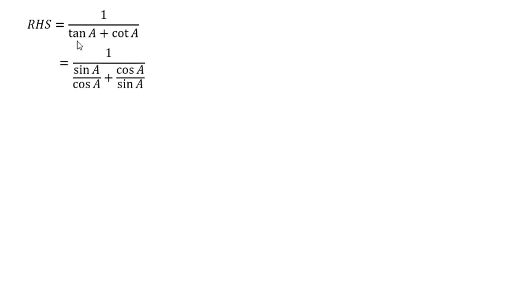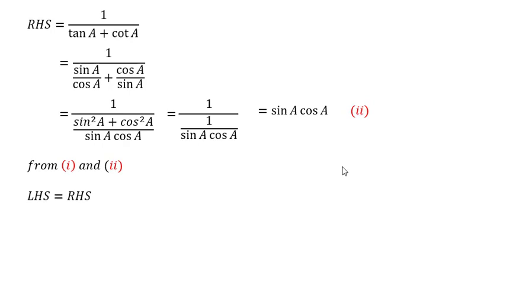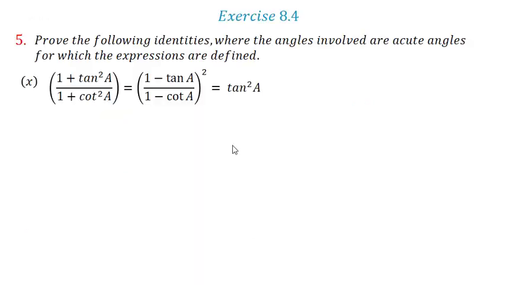Now let us simplify the right hand side. Right hand side is 1 upon tan A plus cot A. So this tan and cot I will convert into sin and cos. I will cross multiply, and after that I will get 1 upon sin A cos A, which is sin A into cos A, right? So your left hand side and right hand side both are giving me the answer sin A into cos A. So from 1 and 2 I can say that left hand side is equal to right hand side. That is, cosec A minus sin A into sec A minus cos A equals 1 upon tan A plus cot A.